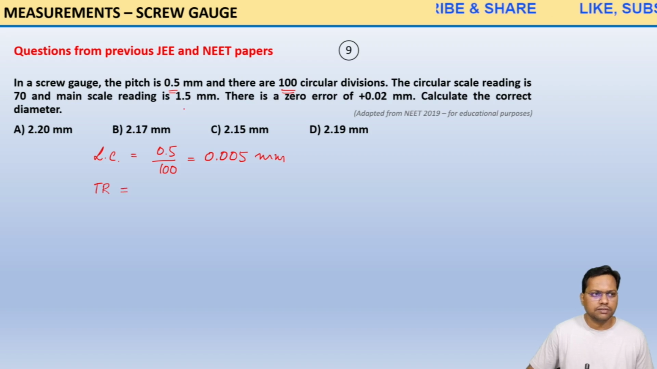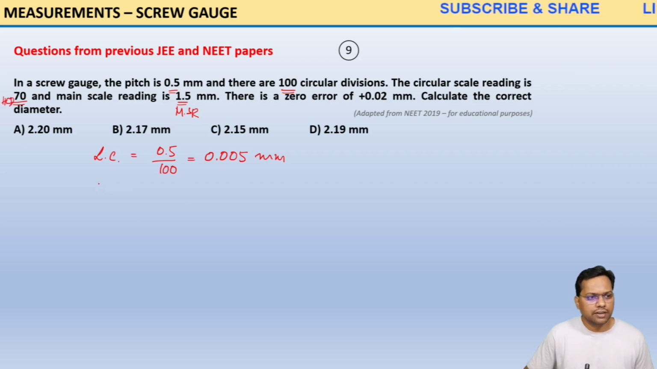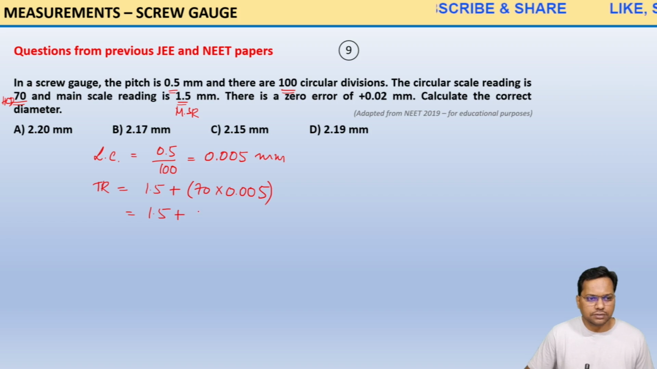So here also we go for the total reading calculation first. MSR is 1.5 and HCD is 70. Total reading TR is equal to MSR, that is 1.5, plus HCD, that is 70, into the least count 0.005 millimeter. Therefore 1.5 plus 0.35, that is 1.85 is the total reading in millimeters.